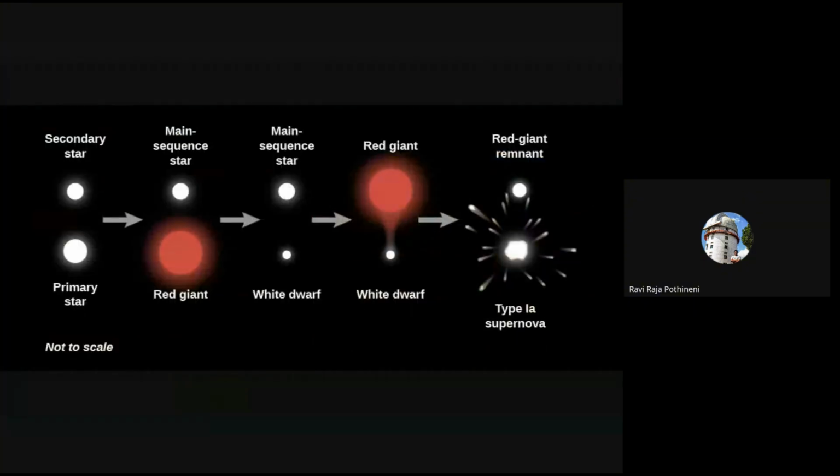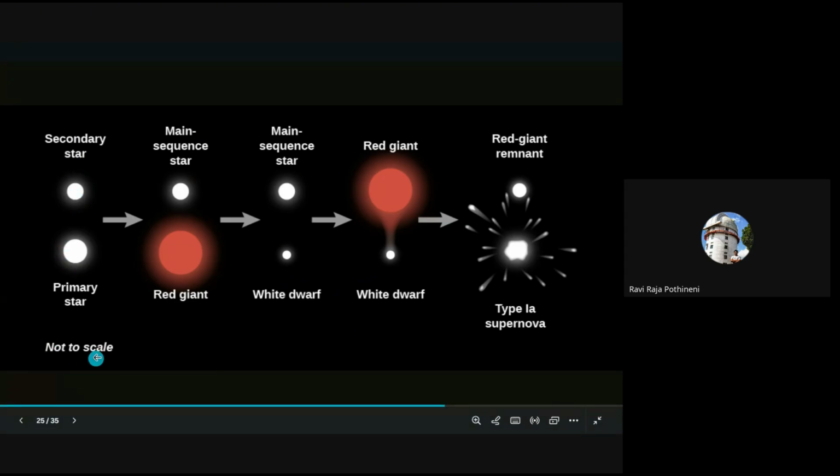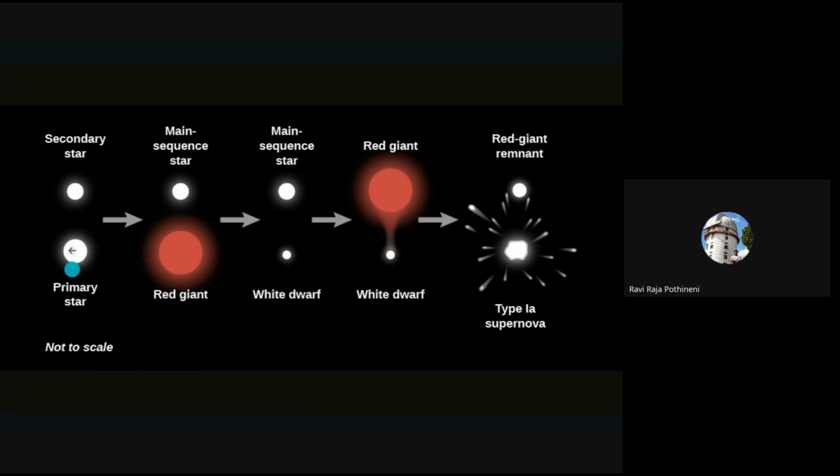How beautiful it is. Now there is another possibility. Please remember, this is not to scale. This is just for our understanding, just an infographic. Here you have two stars. This is called the primary star, which is the bright one, and the secondary star, and this is also a massive one. Over a period of time, what happens? This massive star will evolve into a red giant, and ultimately it will become a white dwarf.